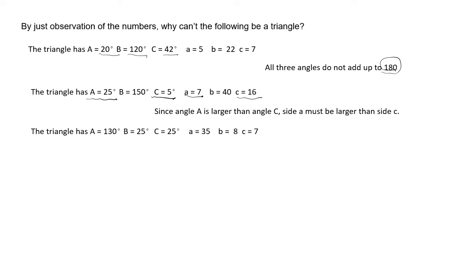Our third triangle, here's the information. Why can't it be a triangle? Angles B and C are equal. So both sides B and C have to be equal. So this can't be a triangle.